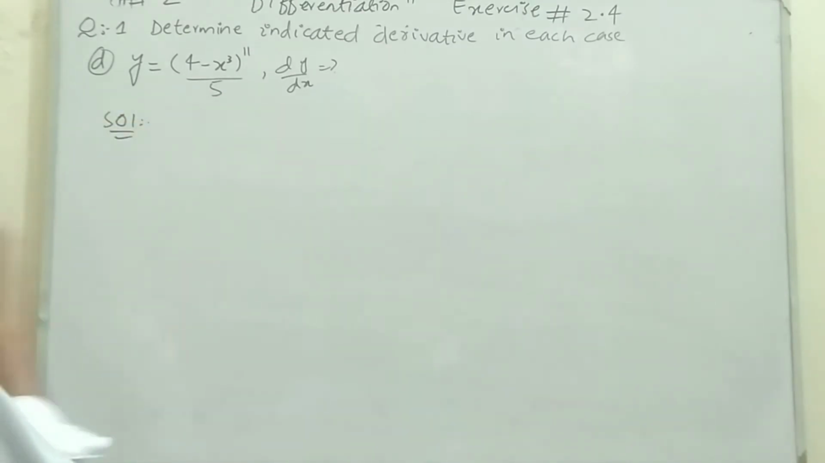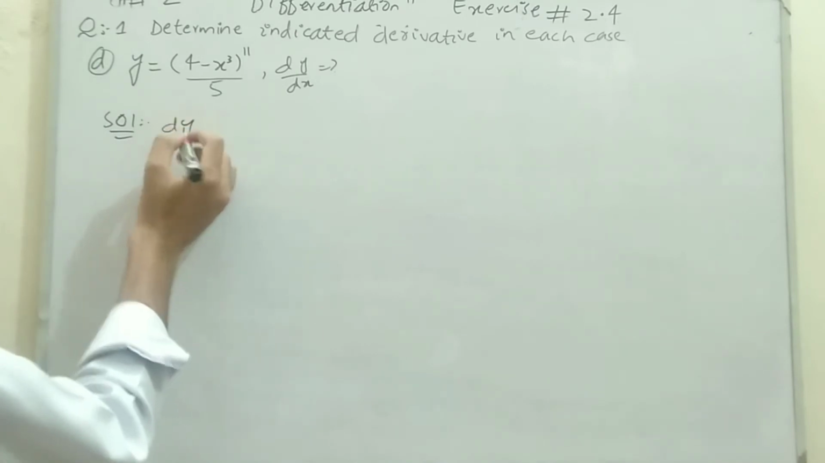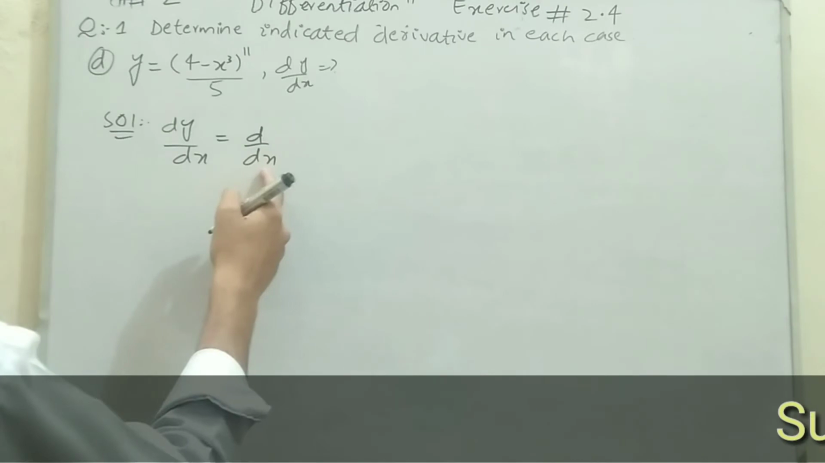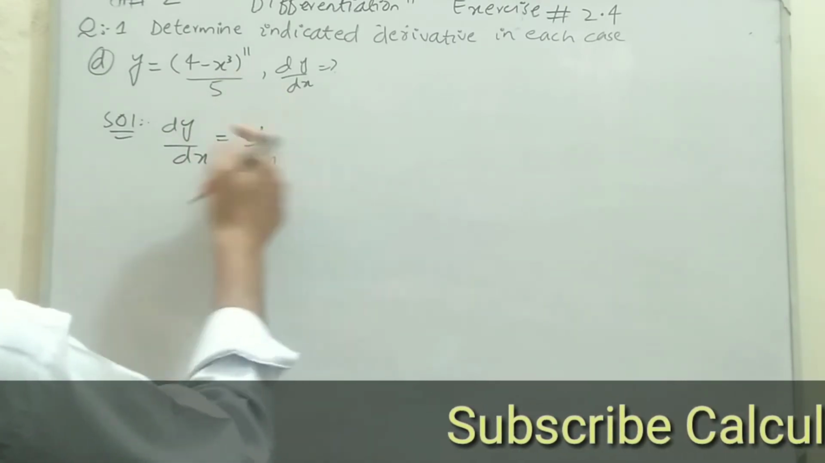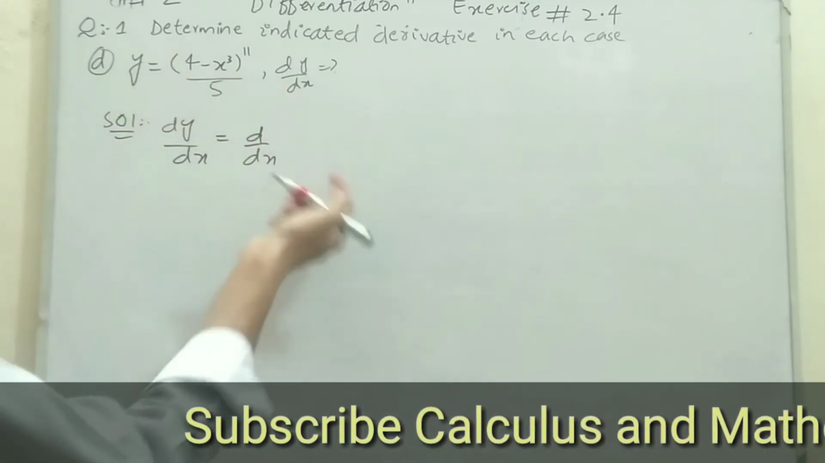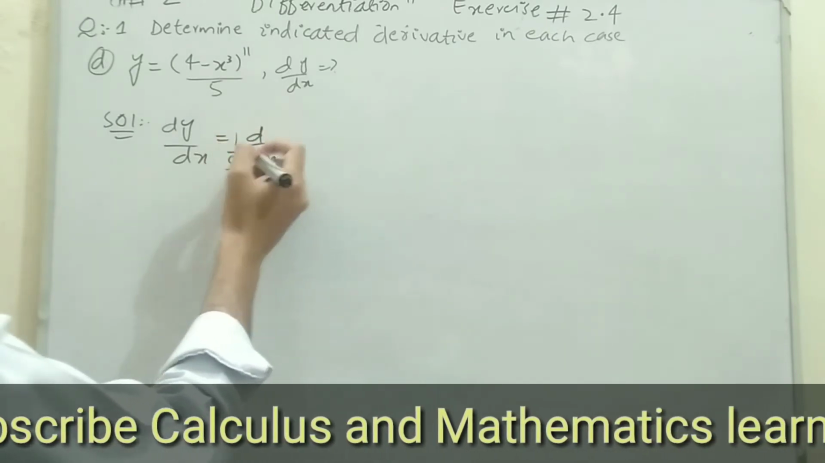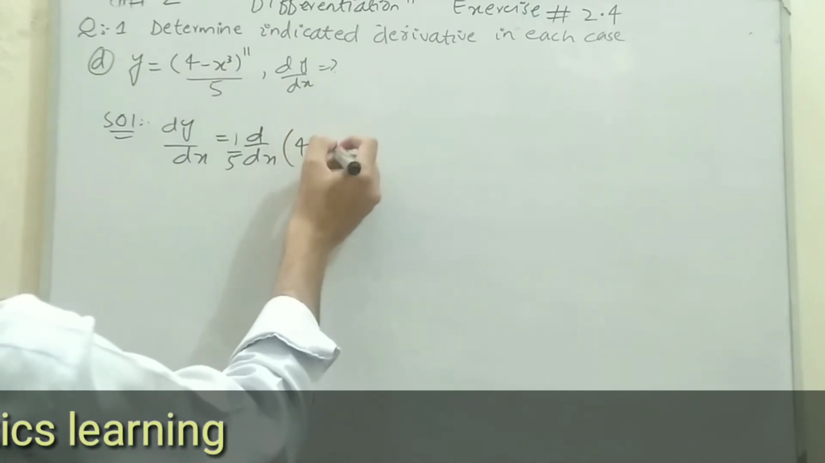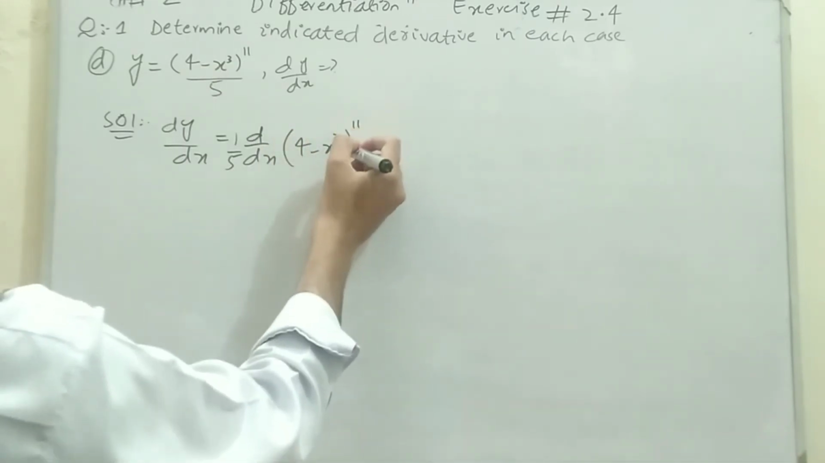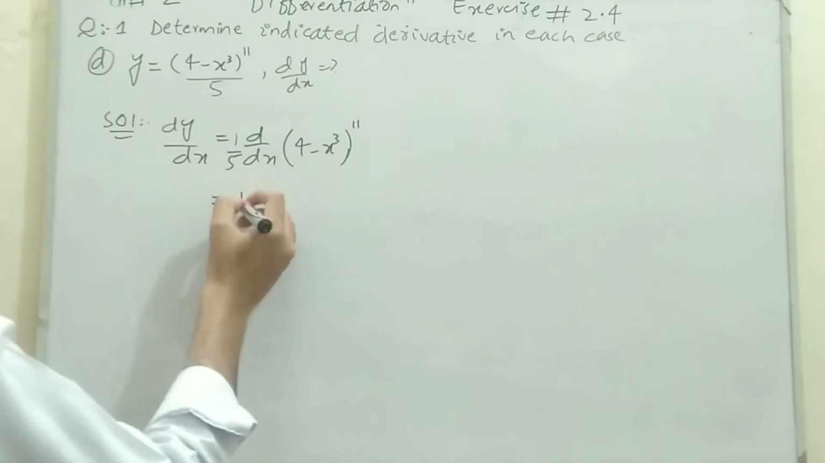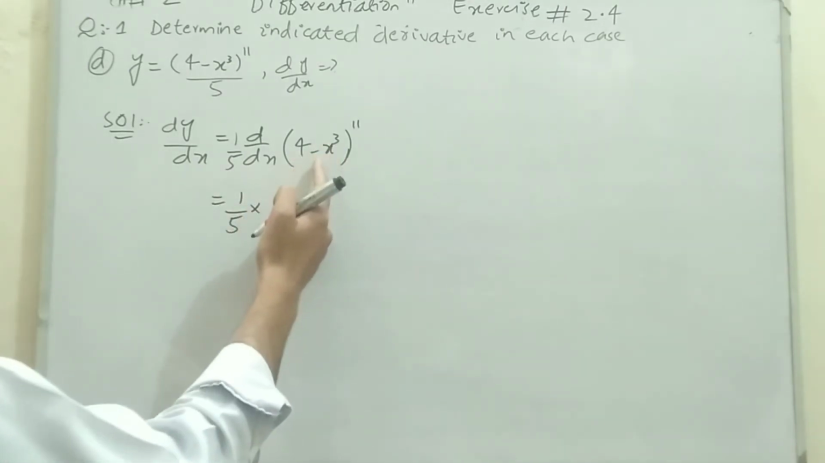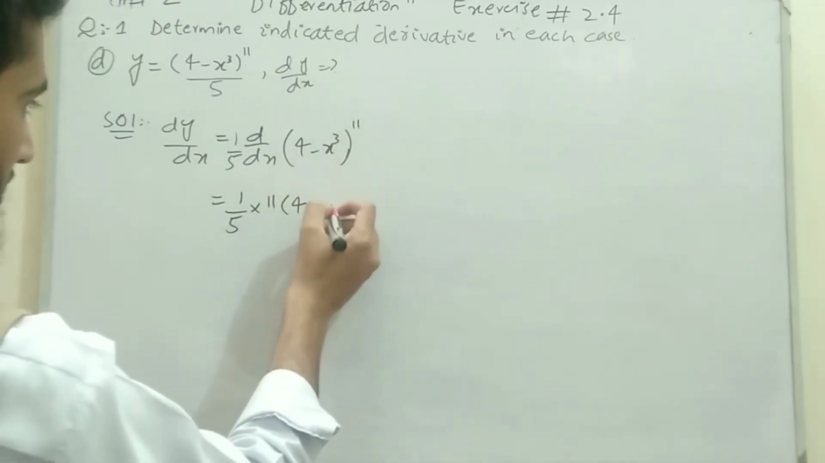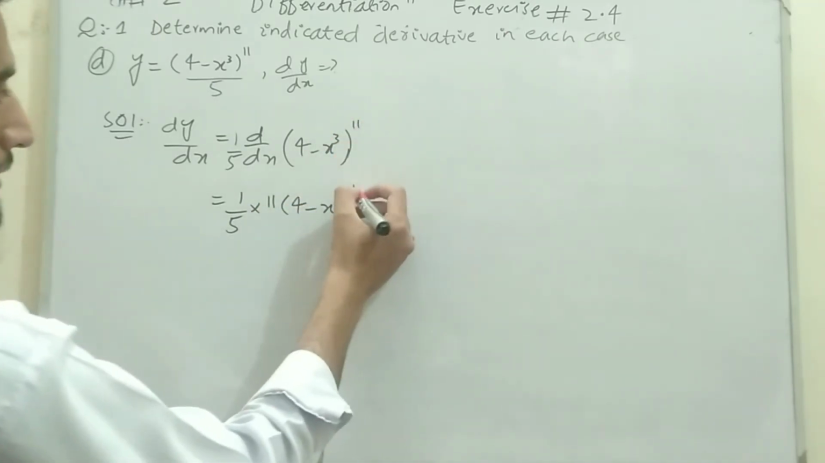Differentiating both sides with respect to x, so it becomes dy by dx will be equal to d by dx, because we differentiate with respect to x, of a function. Here 1 over 5 is a constant, so it comes to the front. So 1 over 5 d by dx of this function (4 minus x cube) whole raised to the power 11. Now after this it becomes 1 over 5. Here we will use the generalized power rule. 11 comes to the front and subtract 1 in the power, it becomes (4 minus x cube) to the power, 11 minus 1 gives us a value 10.